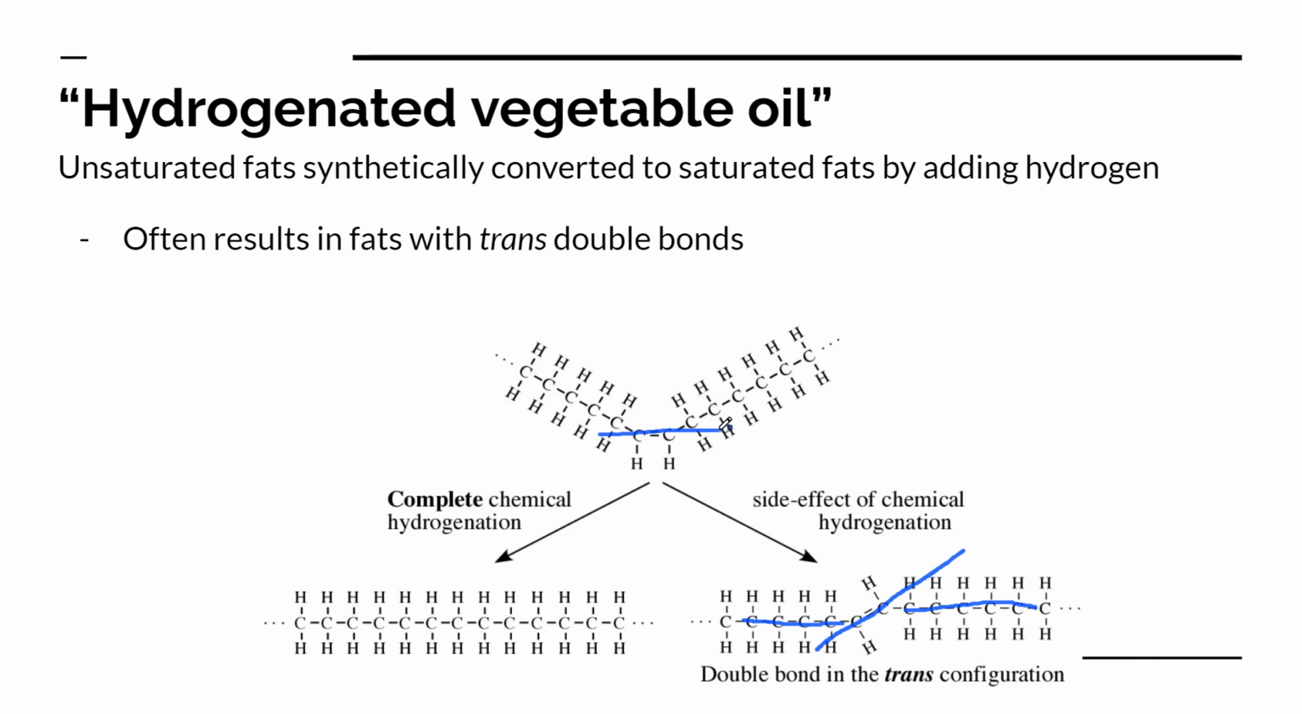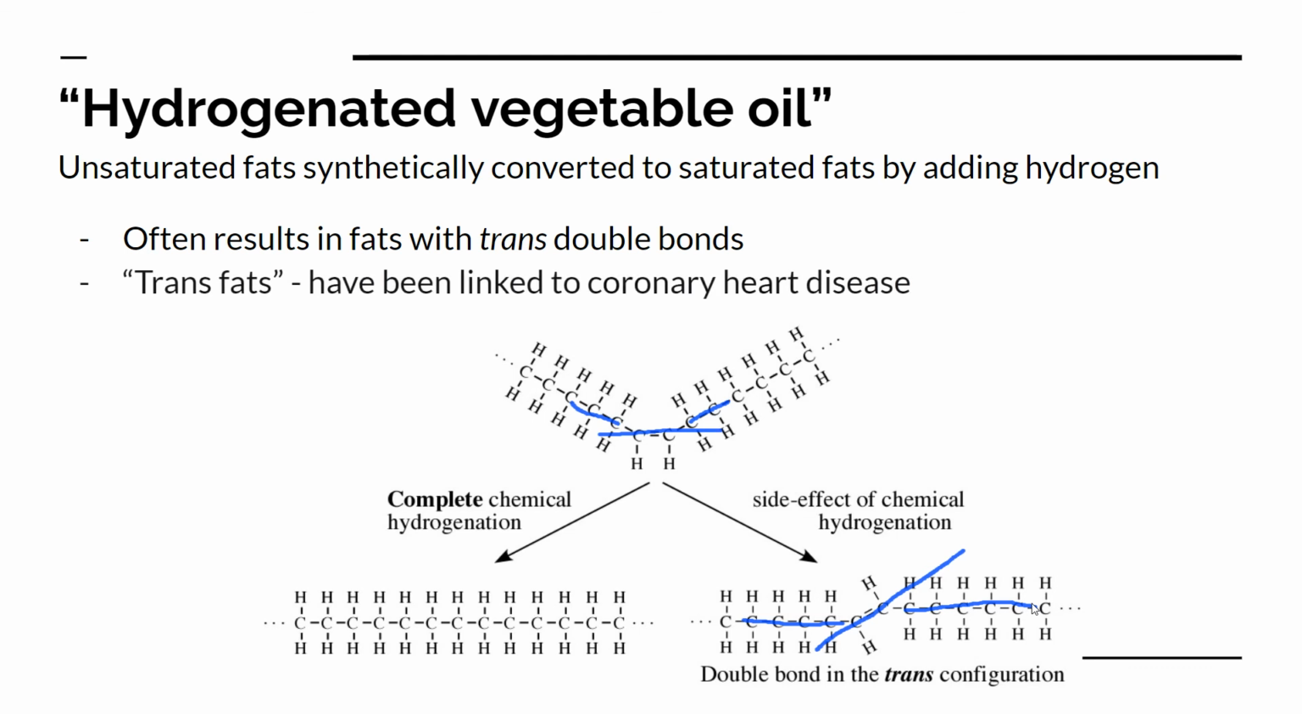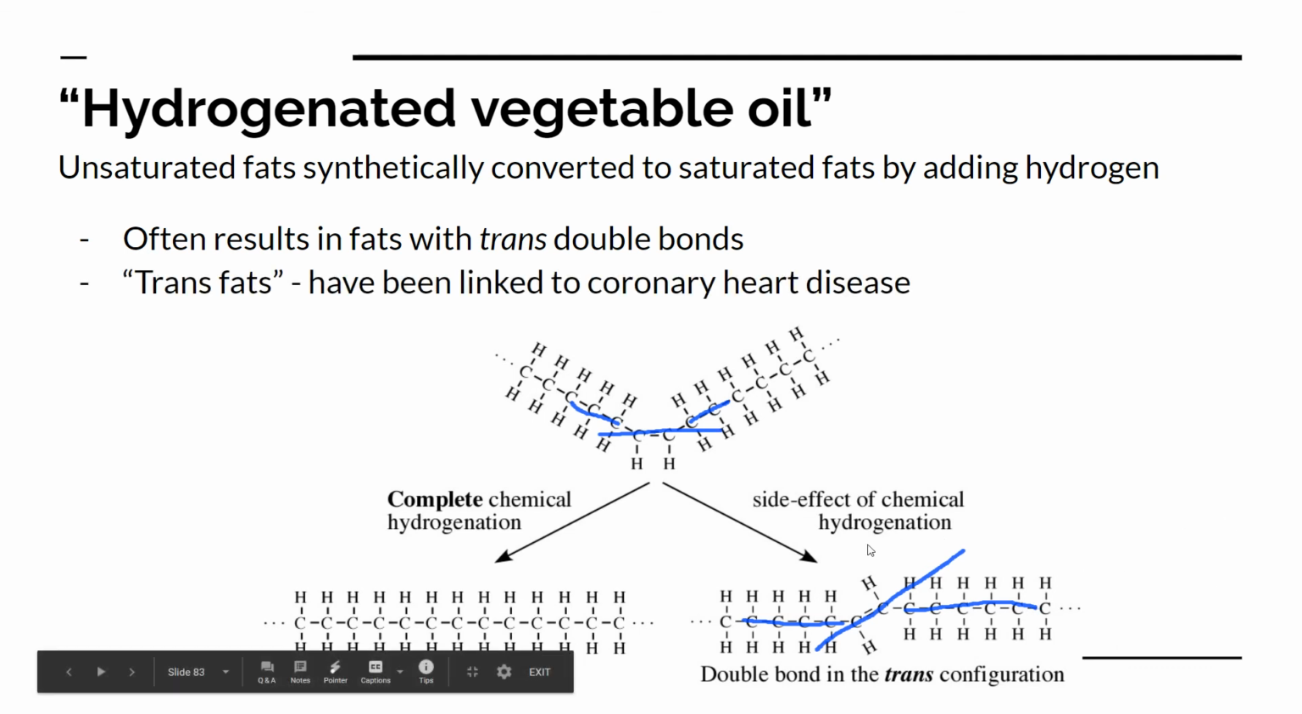So up here, this is the cis configuration. The carbons are on the same side of the double bond. The trans configuration has those two carbon chains on opposite sides of that double bond. Trans fats have been linked to coronary heart disease, so you've probably heard about that before. So these are produced as a side effect of this chemical process, and they're not necessarily good for our health.